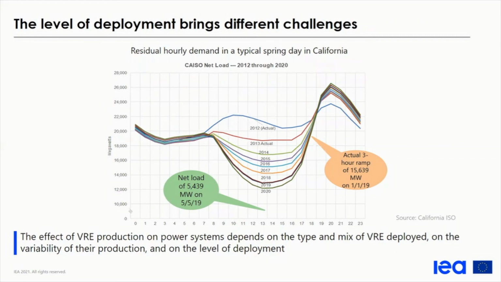We can see the stomach of the duck getting bigger and bigger as the share of variable renewable production in California increased. And we can see how the neck is becoming steeper and steeper, an unfortunate conjunction of decreasing output for solar, combined with a peakier demand with an evening peak.